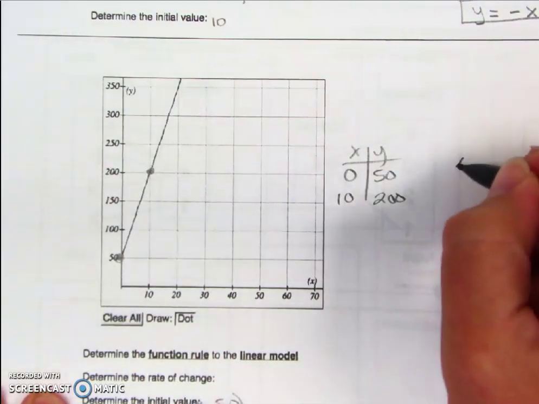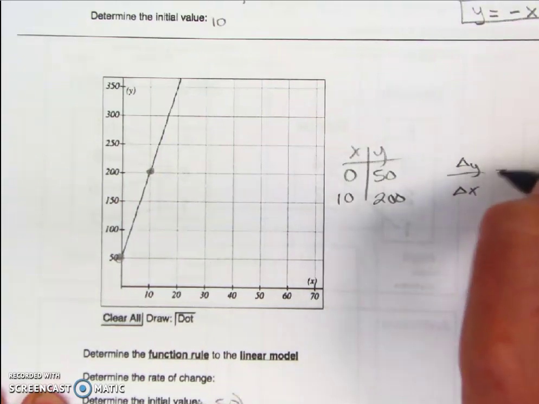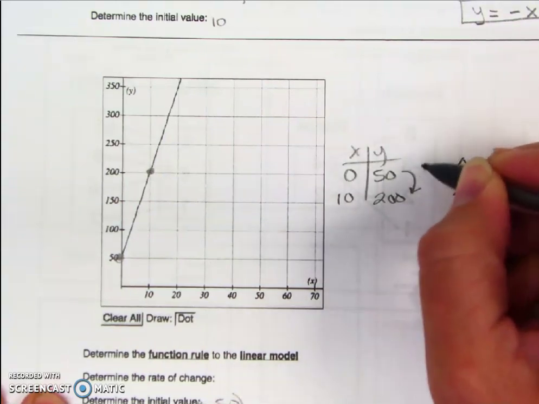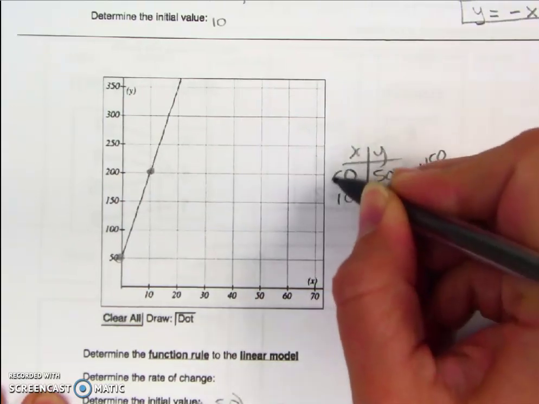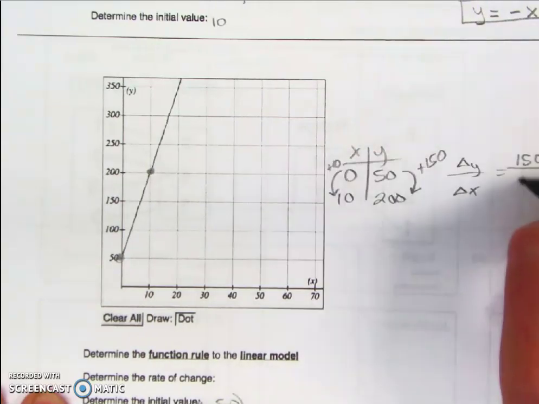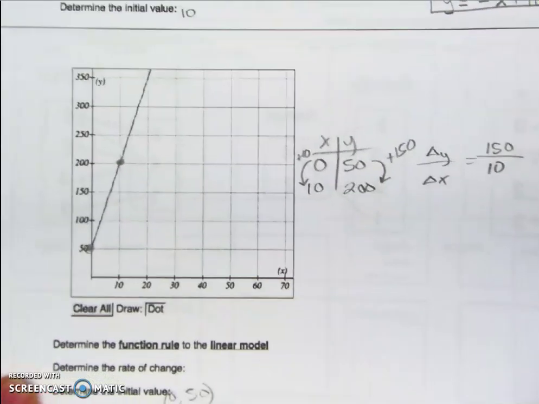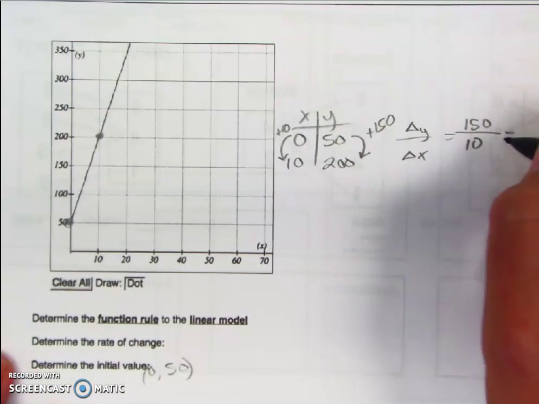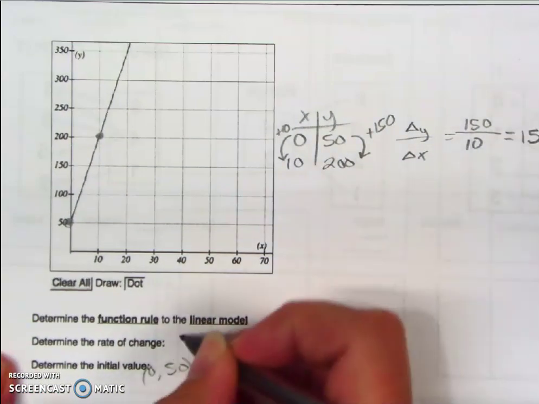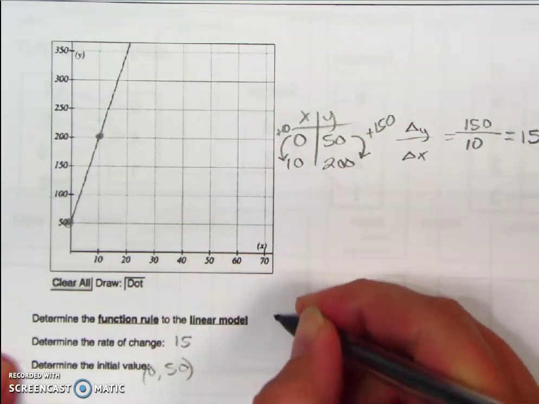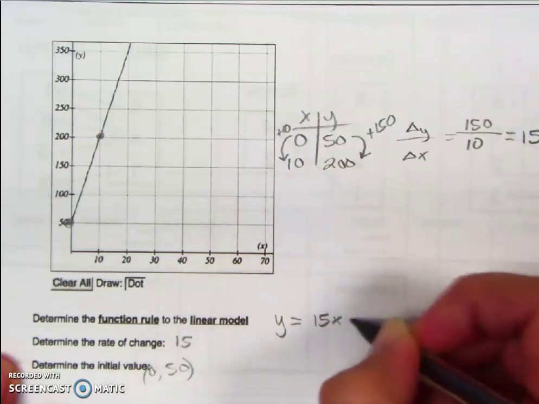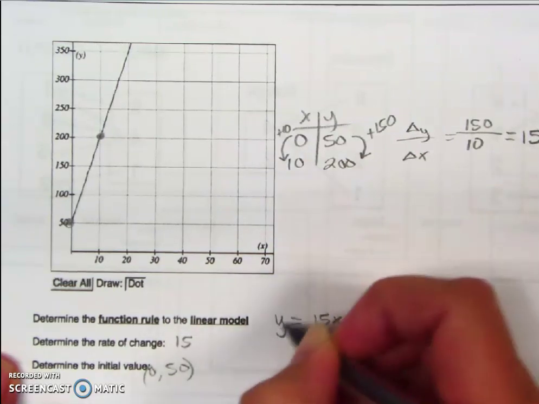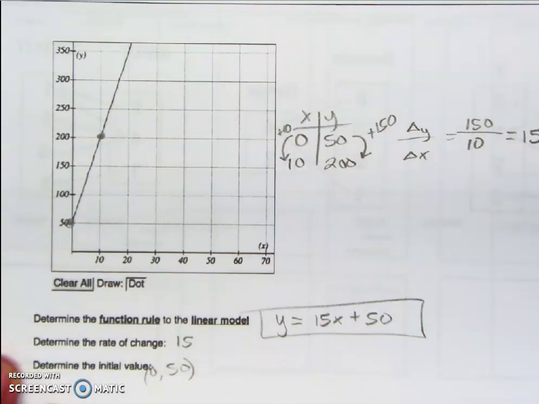All right, so we find our change in y and our change in x. 50 goes up to 200 by adding 150. So my change in y is 150, and my change in x is 10, and so I write 10 down there. And 150 divided by 10 is just going to be positive 15. And so that's my rate of change, which tells me my equation is going to be 15x, and then the initial value, which was 50. Okay, so don't forget, it's y equals mx plus b. All right, let's try again.